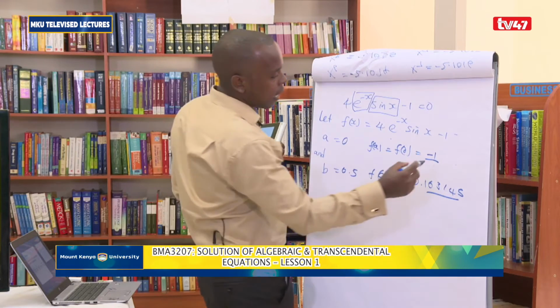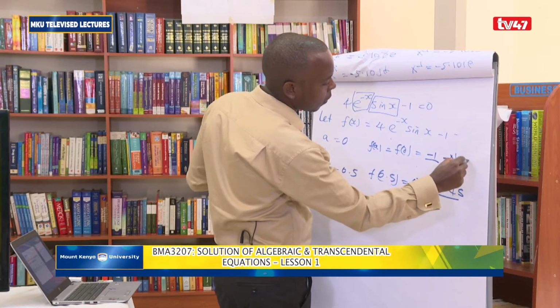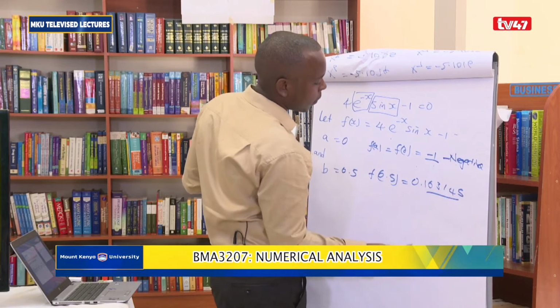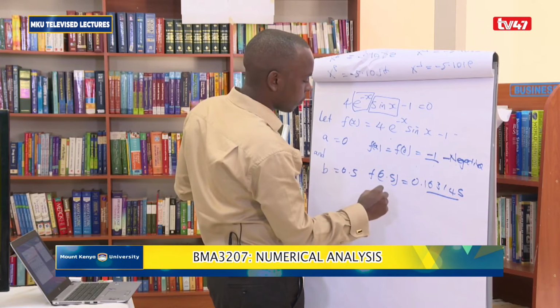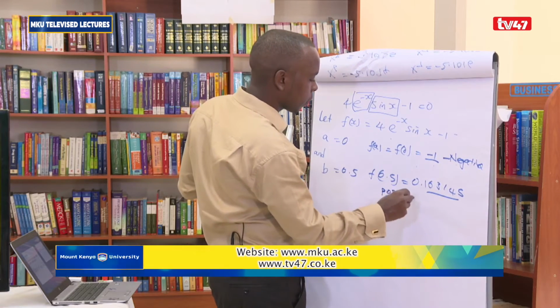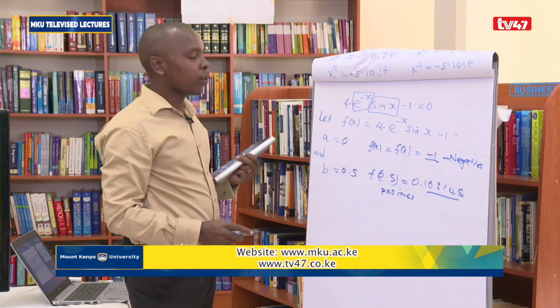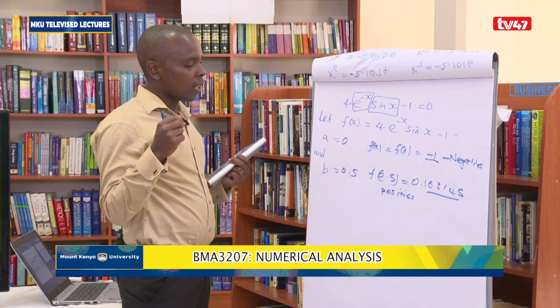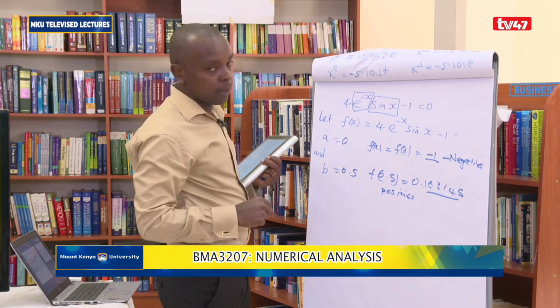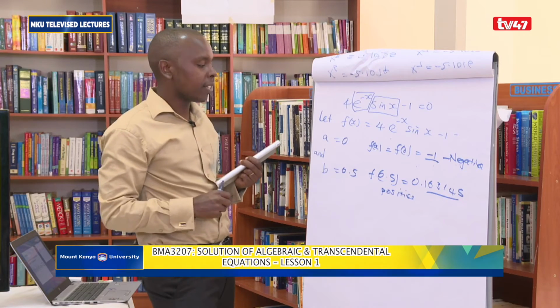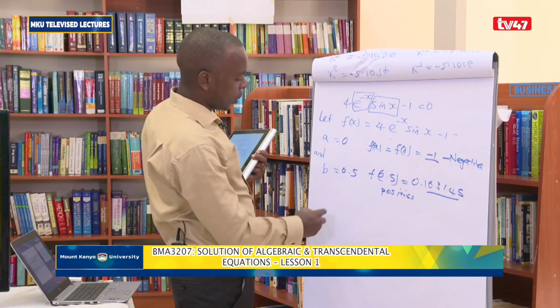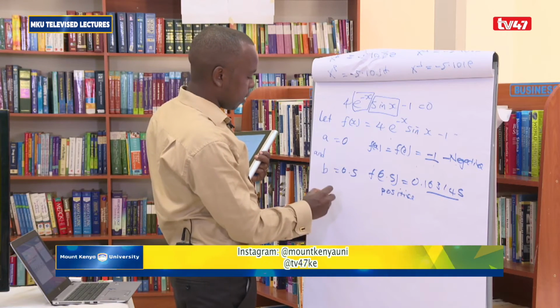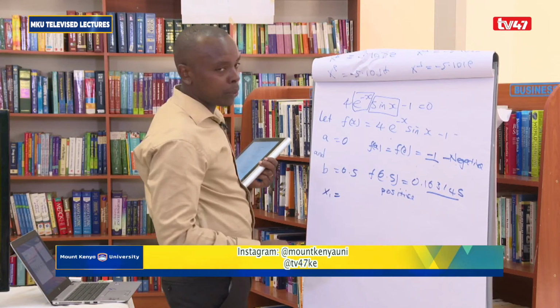So this is negative, and this is positive. Therefore, we can say that the root lies between 0 and 0.5. So we can go ahead and find our first approximation. So our first approximation will be, so this is x1, approximation to the root.